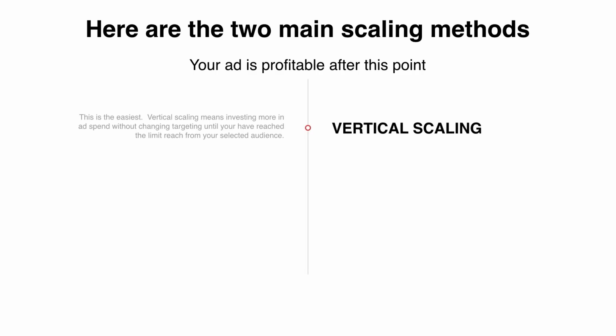So I call it vertical scaling, and that's basically the easiest way to scale. Vertical scaling means investing more in ad spend without changing targeting until you have reached the limit reach. Okay, it's redundant, but from your selected audience. So for example, you're targeting a big group of people. You're targeting, let's say, 10 million people in the US with your ads, right? Chances are your ad budget isn't big enough to actually reach all of those millions of people.